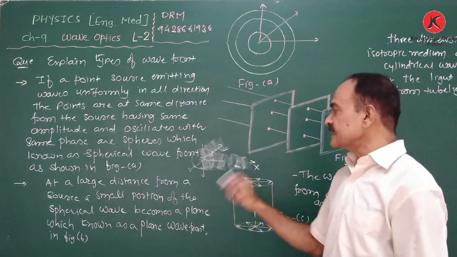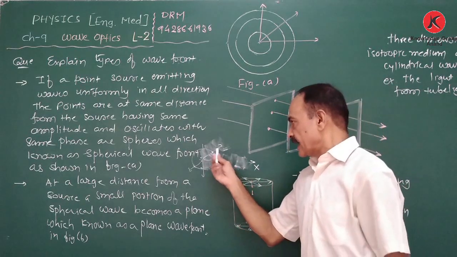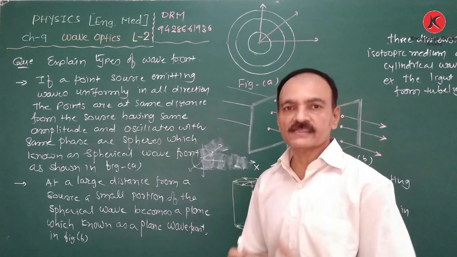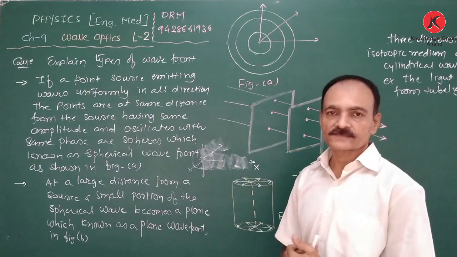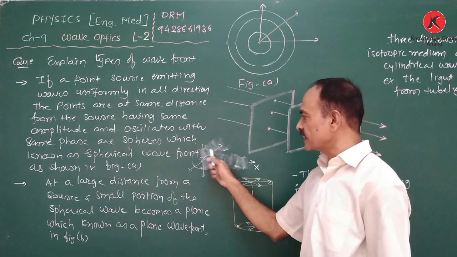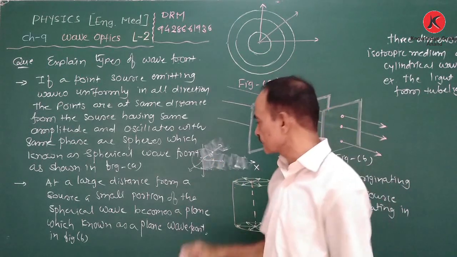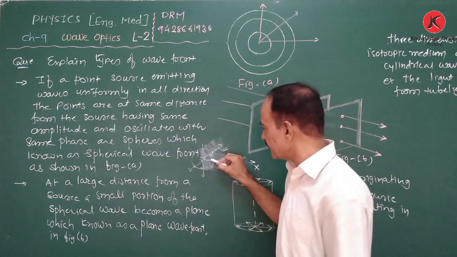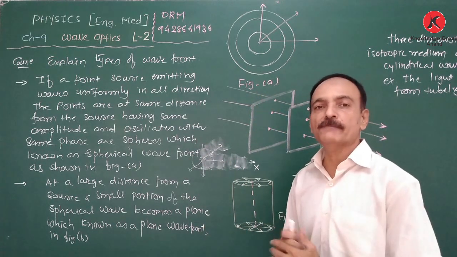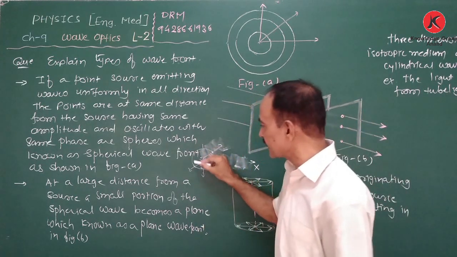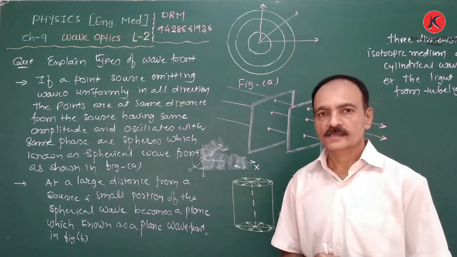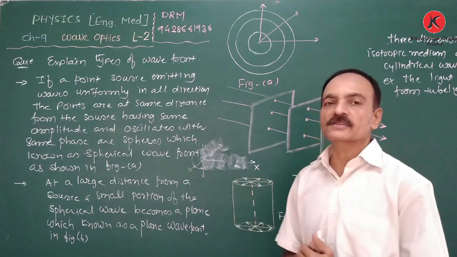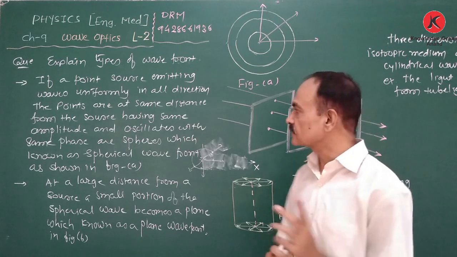Therefore, the imaginary surface or imaginary curve passing through the points located at the same distance from the origin and oscillating with the same amplitude and same phase is known as the wavefront. So last time we discussed the definitions of the wave and the wavefront. Today we are going to discuss the different types of wavefronts.